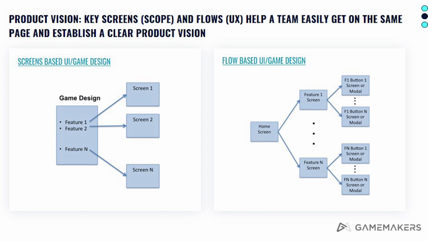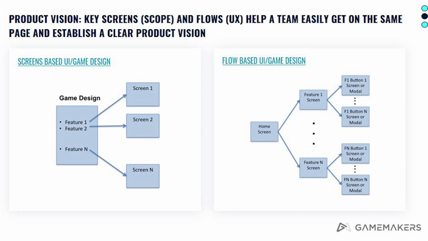And then the second objective is around having a clear product vision, right? And so in addition to key screens, one of the things that I recommend is having the key screens, so all of the features in a game mapped out, right? So what you want to do is create screens for all the major features. That'll give you a good sense of what the scope is in a game. And then also in terms of the flows, for each of the major features, flow out all of the screens.